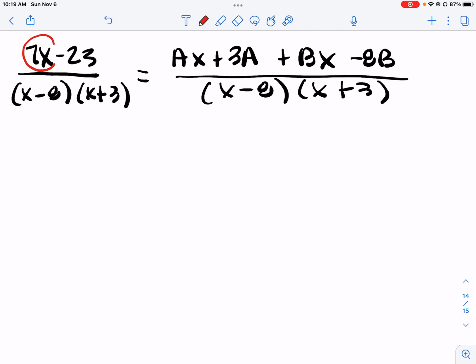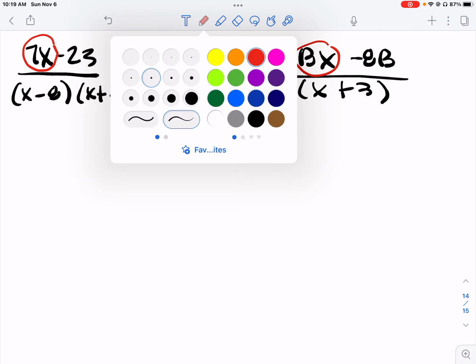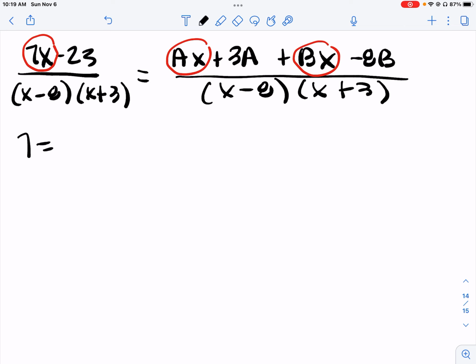So 7x has to equal ax plus bx. So that means 7 has to equal a plus b. So b is a minus 7. Sorry, 7 minus a. Subtract a on both sides. B equals 7 minus a.